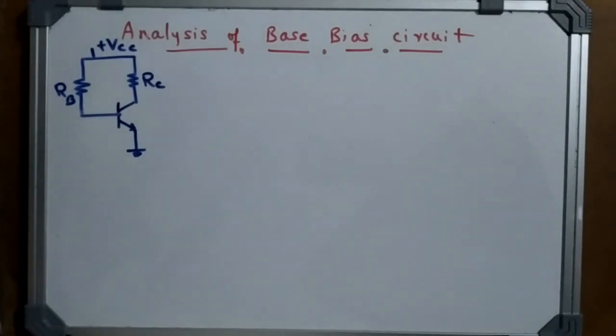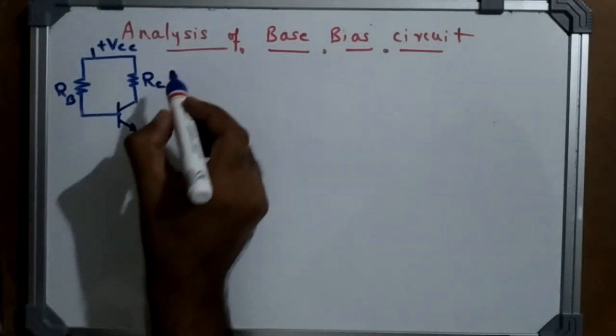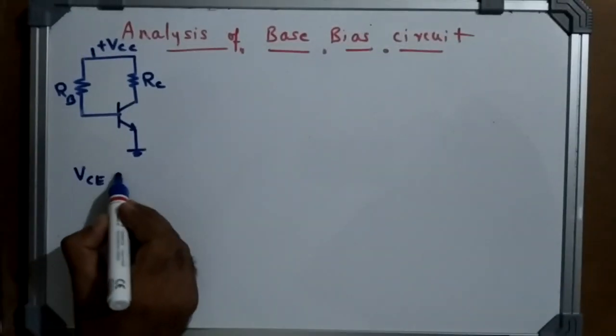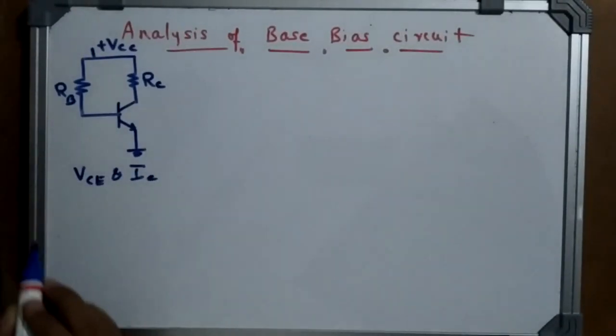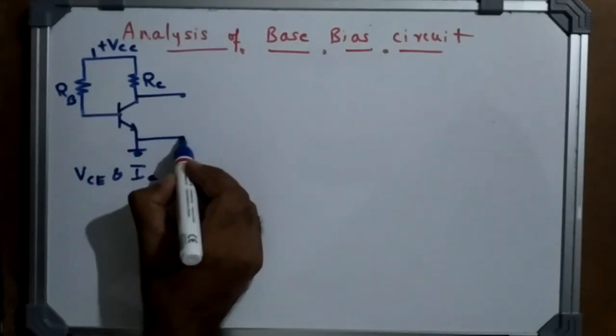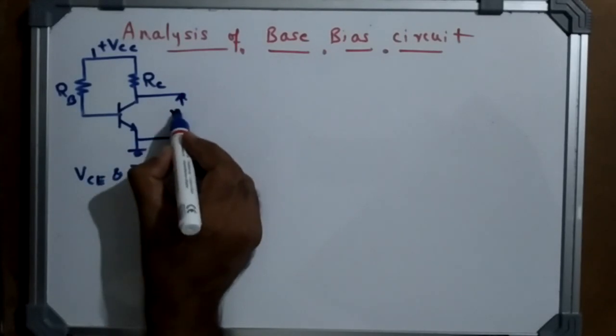This is the circuit diagram of a base bias circuit or fixed bias circuit. I will analyze this base bias circuit. What do you mean by analysis? Finding the value of VCE and IC. Now here, what is VCE? VCE is the output voltage or collector to emitter voltage.